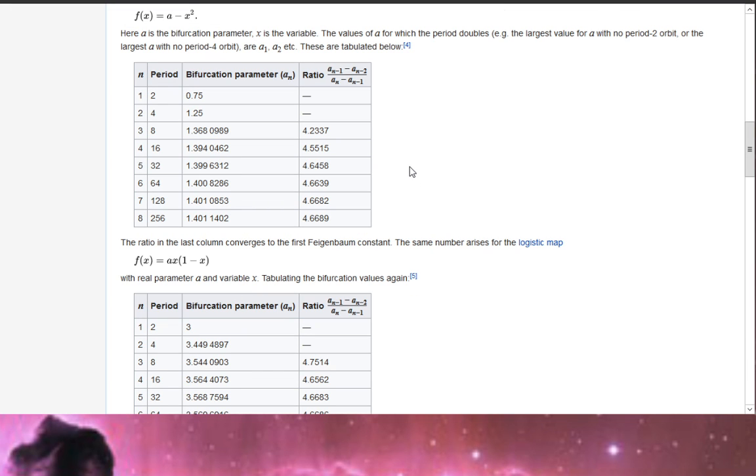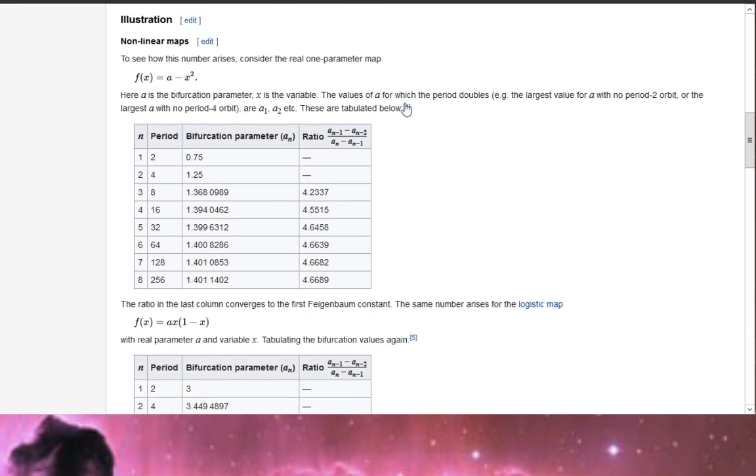The part that I want to talk about is this bifurcation. So function of x equals a minus x squared. A is the bifurcation parameter. X is the variable. Values of a for which the period doubles. The largest value for a with no period 2 orbit.